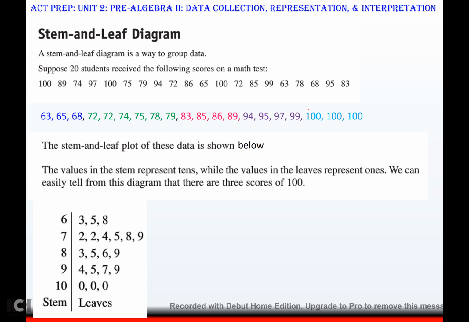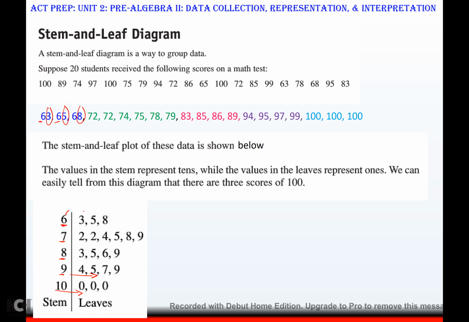Then what you do is you have numbers in the 60s, 70s, 80s, 90s, and hundreds. So your stems are going to be that tens place. So there's your 60s, there's your 70s, there's your numbers in the 80s, there's your numbers in the 90s, and there's your number in the hundreds. So there's my stems, and then you just literally put the leaves.